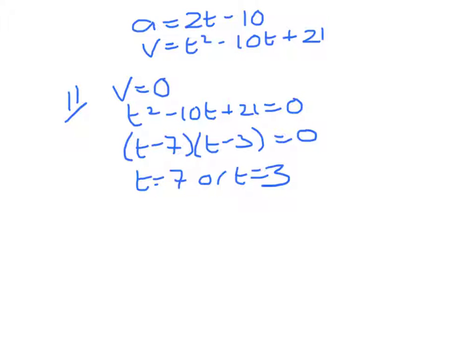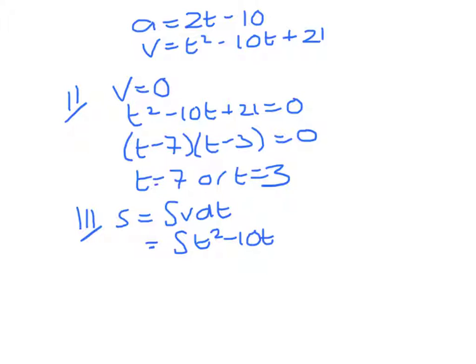Part 3, find an expression for the displacement, and displacement is the integral of velocity. So we're integrating t squared minus 10t plus 21 with respect to t. Gives us t cubed over 3 minus 5t squared plus 21t plus c.